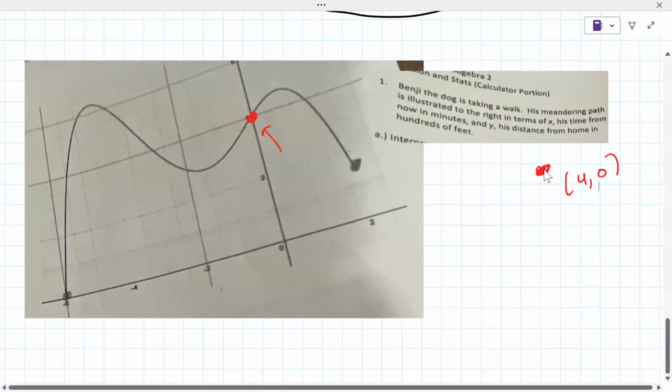I don't want this point. I want this point that I'm pointing at.